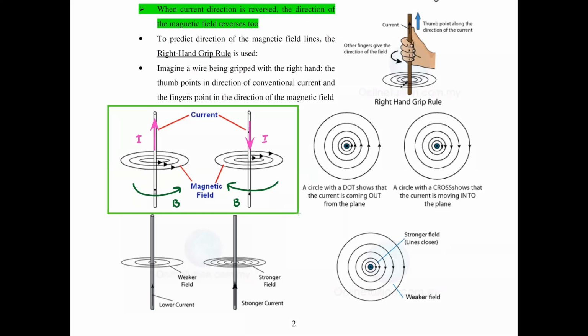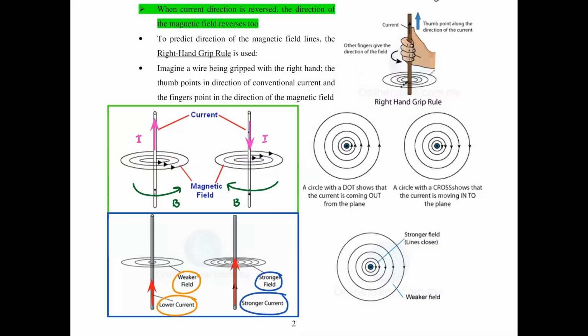And then you look at the second pair of wires below here, the current direction is the same, but the wire on the left has a lower current, while the wire on the right has a larger current. The one with the lower current will produce a weaker field, whereas the one with the stronger current will produce a stronger field. You can actually see this from the line spacing. The one with the weaker field has larger line spacing, whereas the one with the stronger field has smaller line spacing.